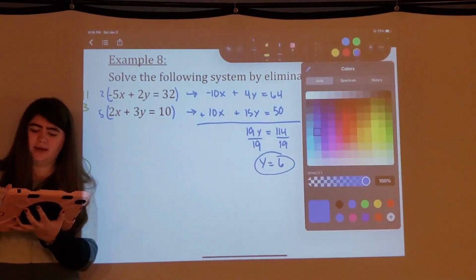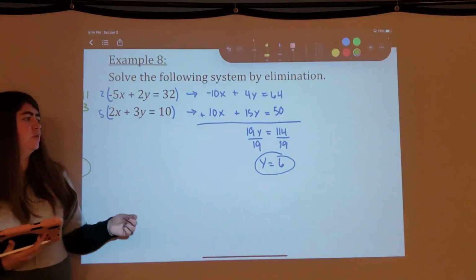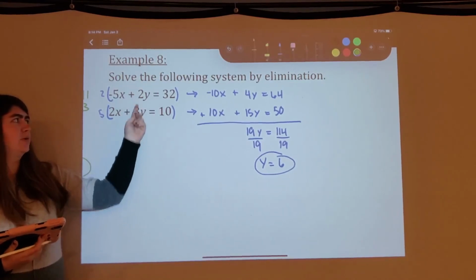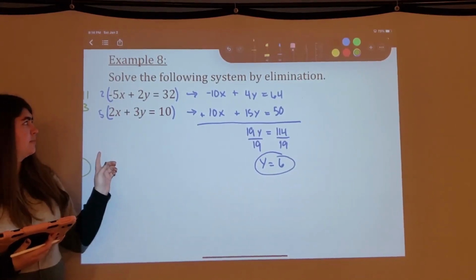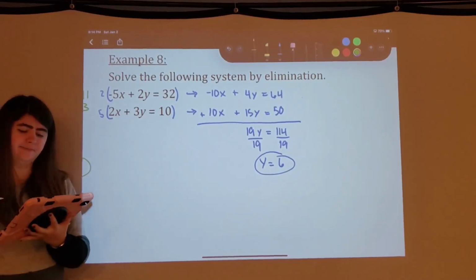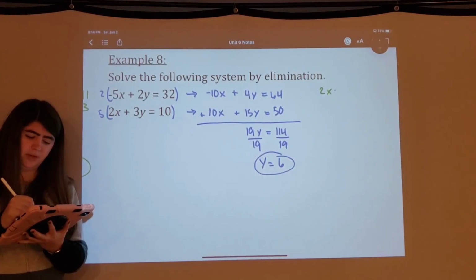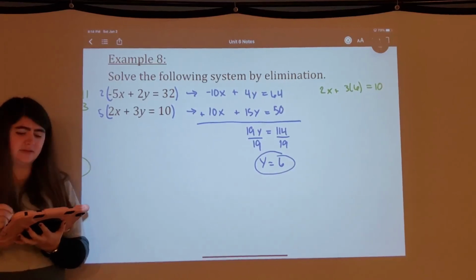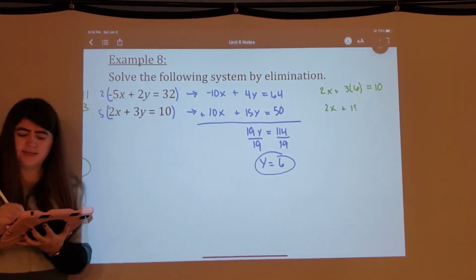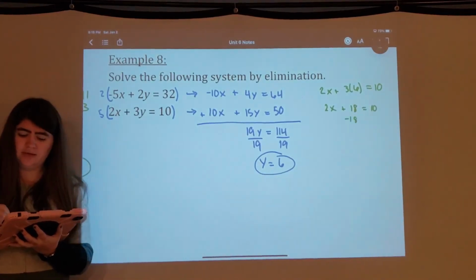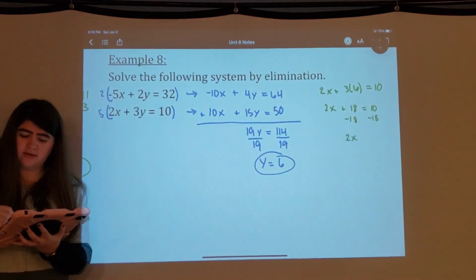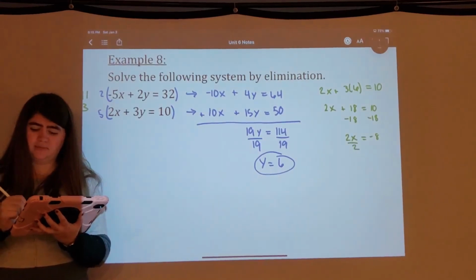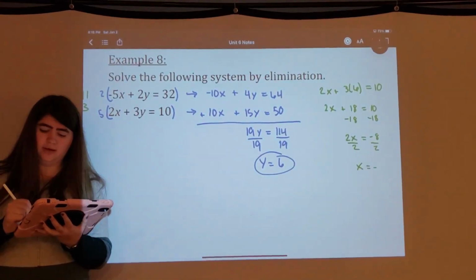Now I can take that and plug that into my second equation, or really any equation. We have 4 options now. Again, if you pick one of these original ones, your math is going to be nicer. So I'm just going to pick this equation here. So I have 2x plus 3 times y, which is now 6, is equal to 10. 3 times 6 is equal to 18. So I have 2x plus 18 is equal to 10. Subtract out 18 from both sides. 2x is equal to negative 8. And now I'm going to divide out the 2 to get x by itself. So that means that x is equal to negative 4.